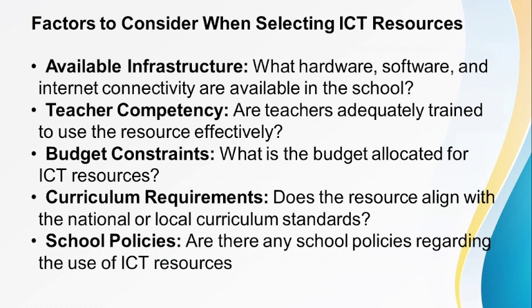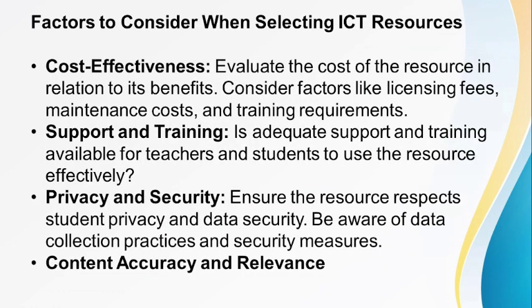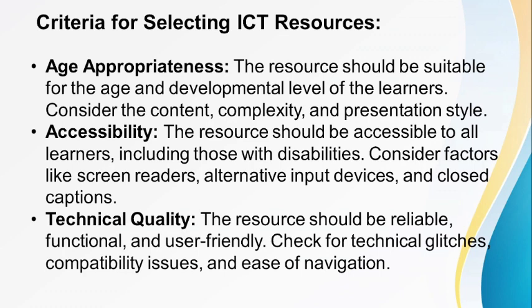The next point is the school policies. That is, are there any school policies that look at the use of ICT resources? So those are some of the factors that you must consider when selecting an IT resource for a school. Others include age appropriateness. That means the resource should be suitable for the age of the learner. Accessibility. That means the resource should be accessible to all learners, and this includes those with disabilities.